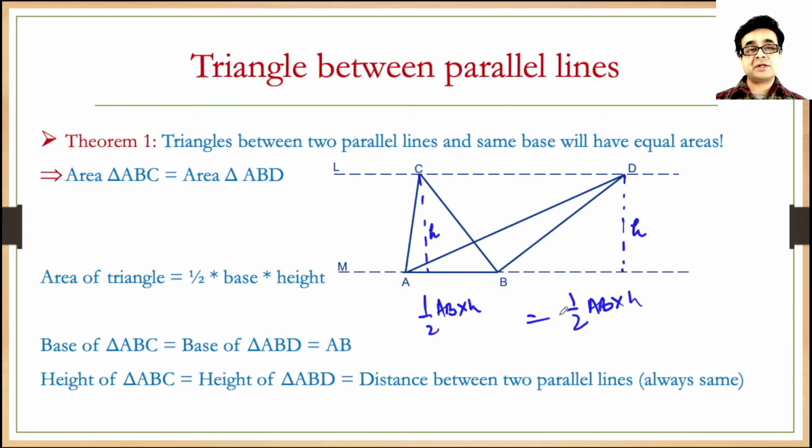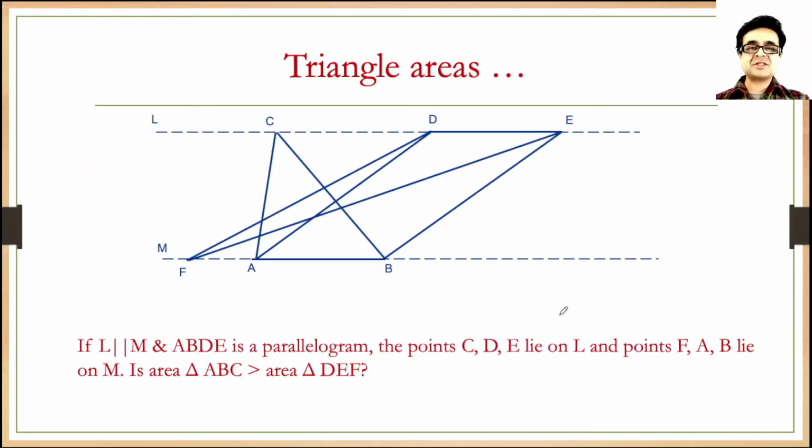which means that two triangles between parallel lines have the same area as long as they have the same base. If they don't have the same base, then it's a different calculation. You will have to solve it on a case by case basis. And one of those cases is right here.